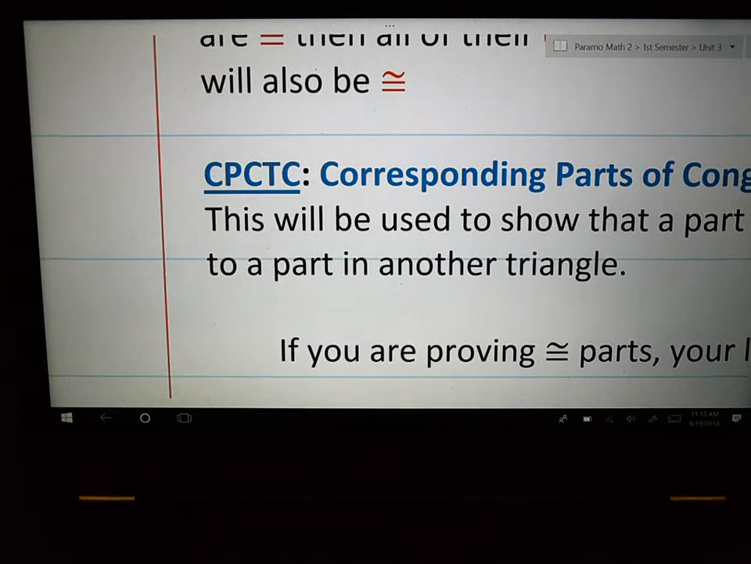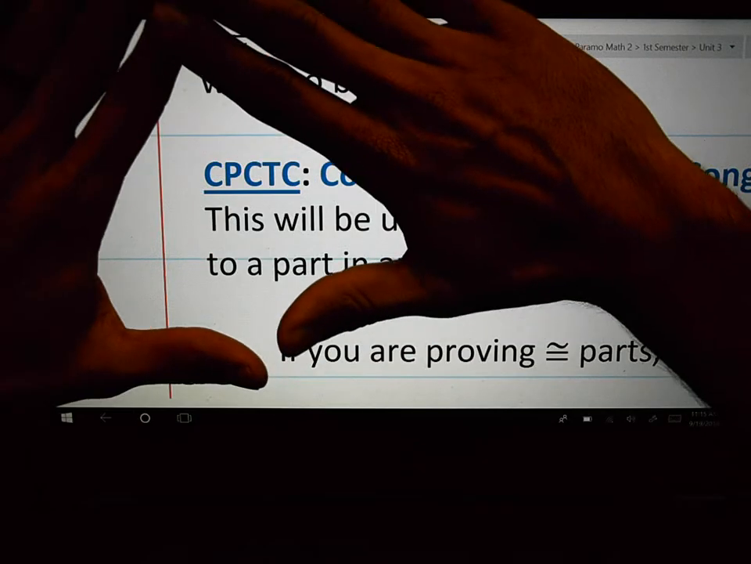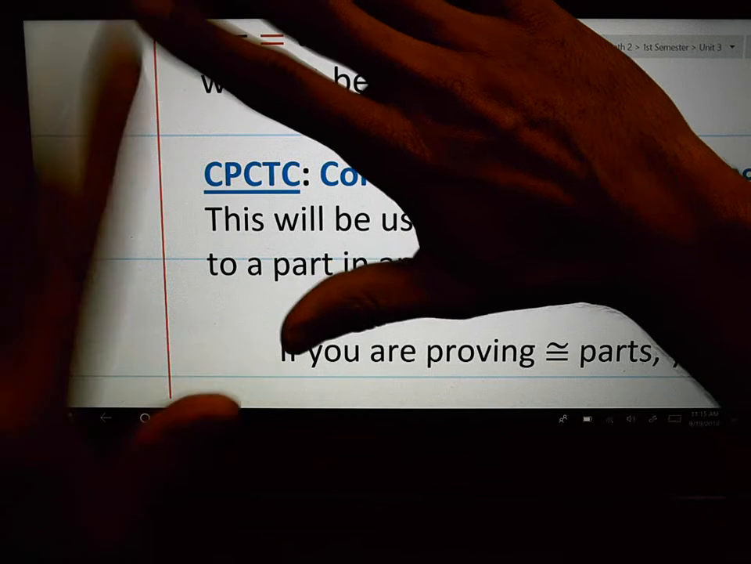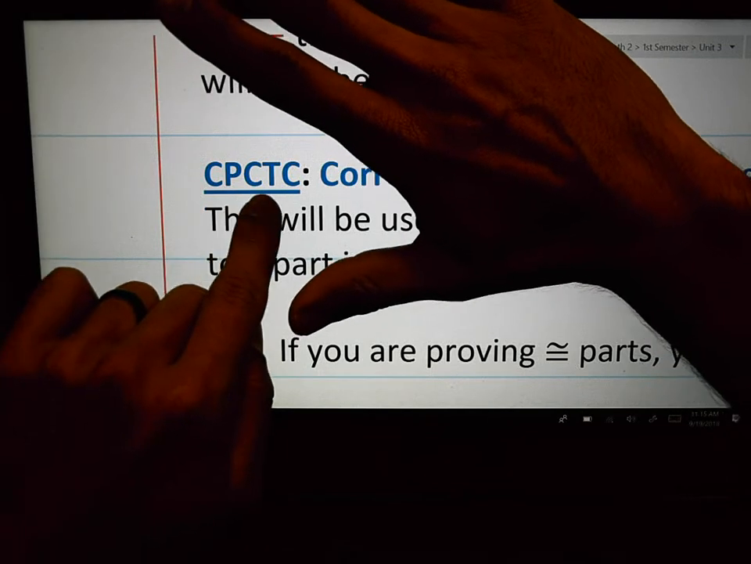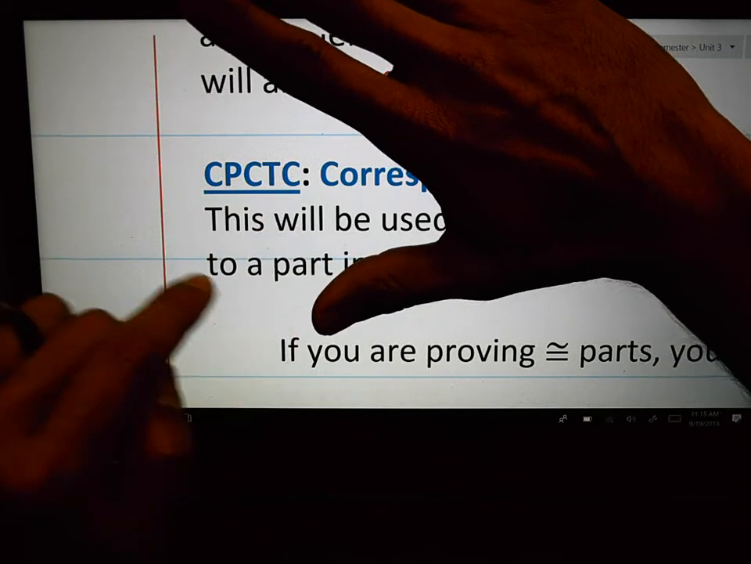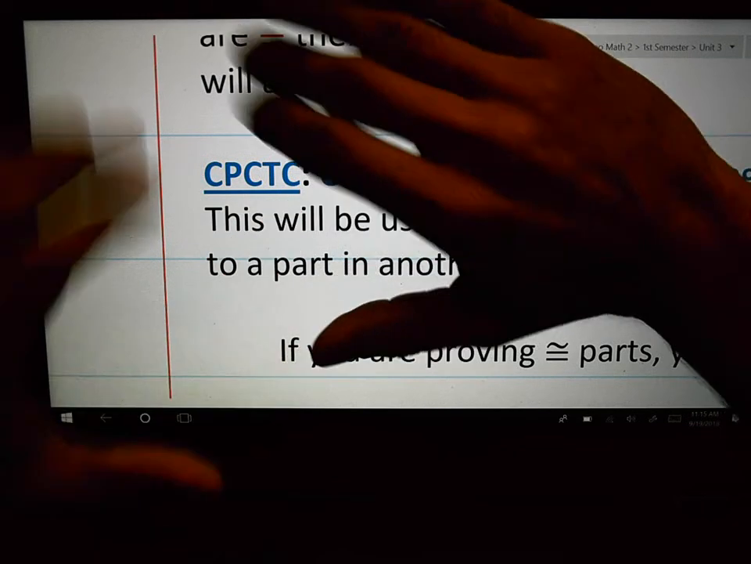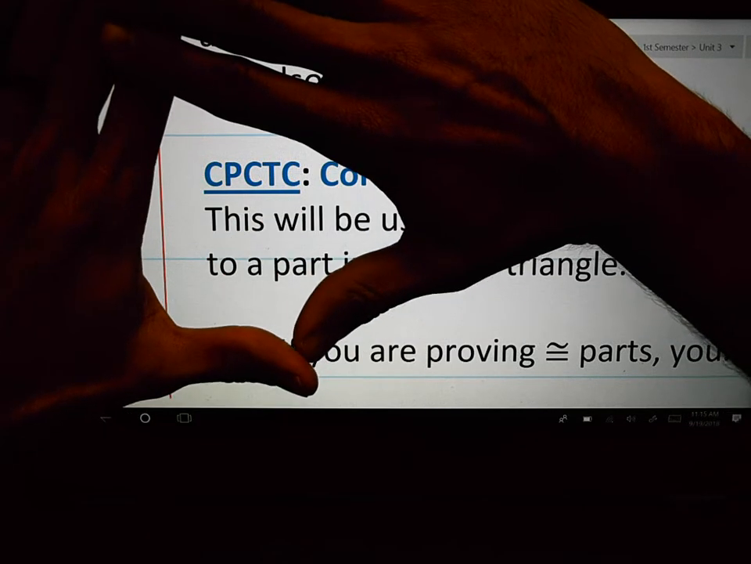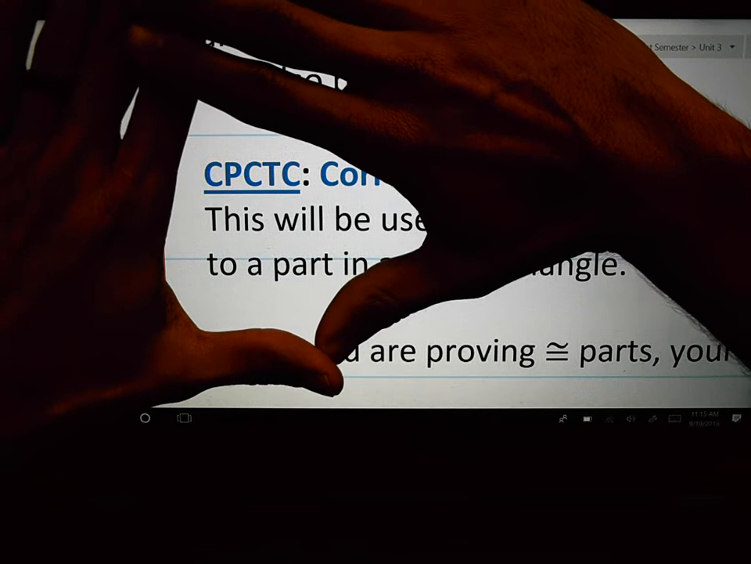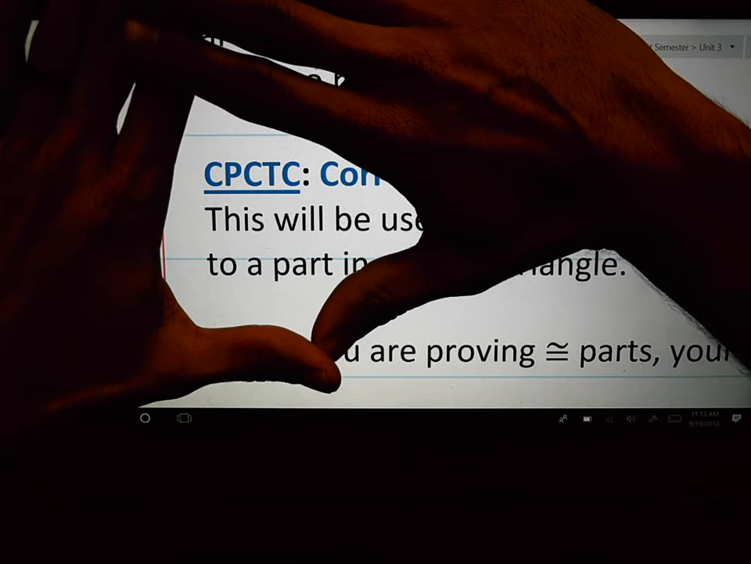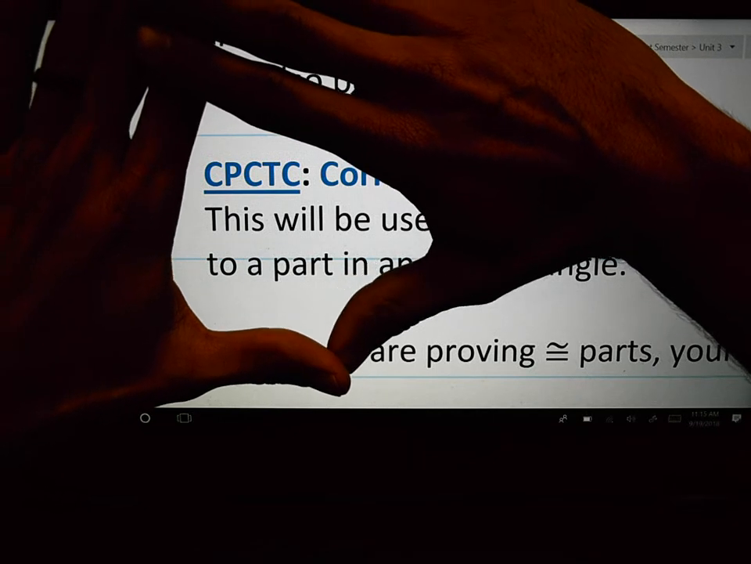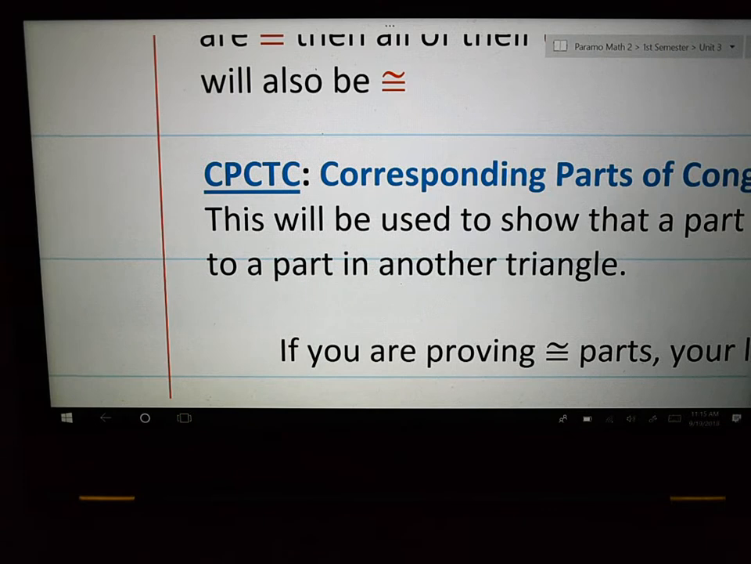I think the hardest part for most of you is, what does CPCTC stand for? The corresponding parts of congruent triangles are congruent. I'm going to say that again. The corresponding parts of congruent triangles are congruent. I have to say it multiple times so it starts sticking in your head.